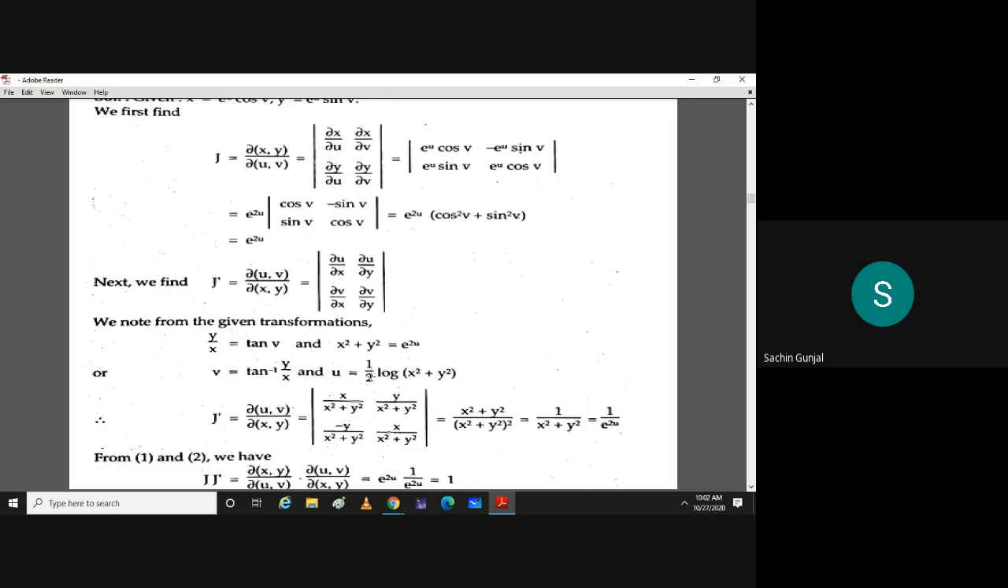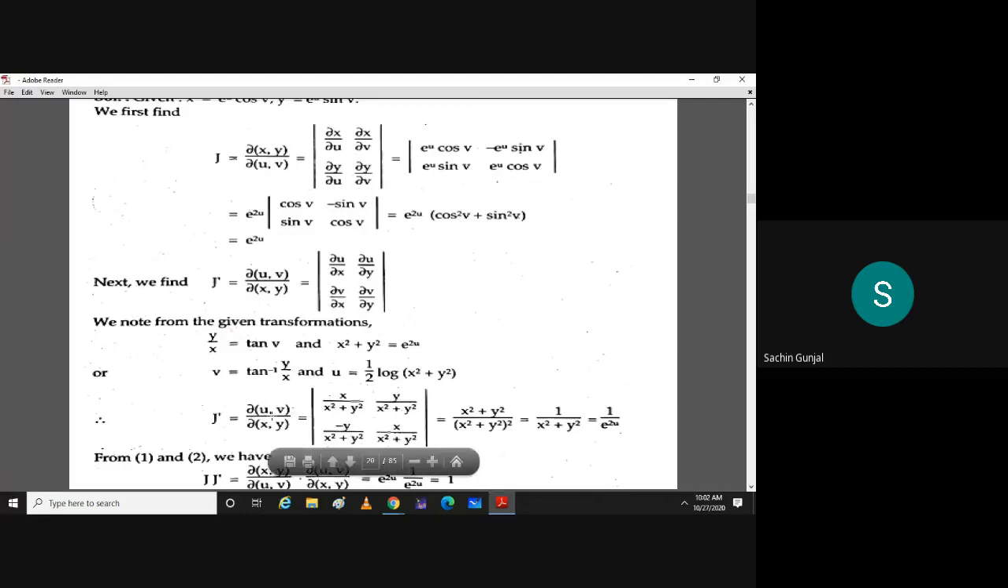So this 2 gets cancelled: x upon x square plus y square. Again u with respect to y will be y upon x square plus y square. Then v with respect to x: the derivative of tan inverse y by x is 1 upon 1 plus (y by x) whole square into the derivative of y by x with respect to x, which is minus y by x square. If you simplify it, you will get minus y upon x square plus y square.